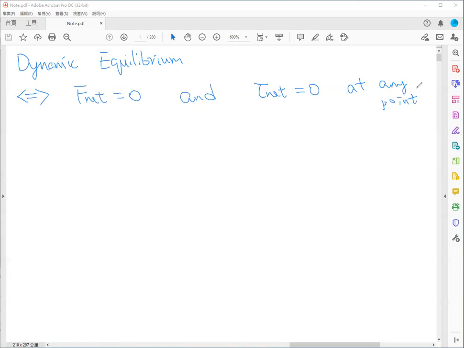You may also ask, what is meant by the net moment is zero? In other words, the net moment is zero means that the total clockwise moment equals the total anti-clockwise moment. I'll give you some examples later on.